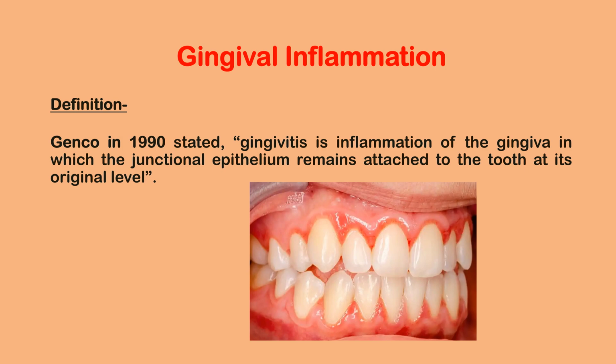So what is gingival inflammation? According to Jenko in 1990, gingivitis is the inflammation of the gingiva in which the junctional epithelium remains attached to the tooth at its original level, meaning that there is no attachment loss.